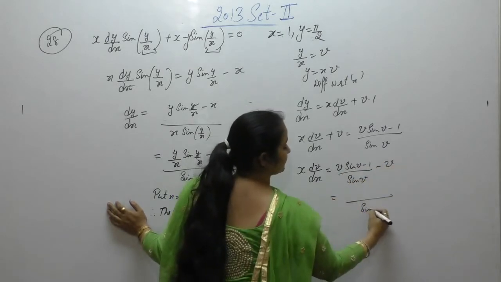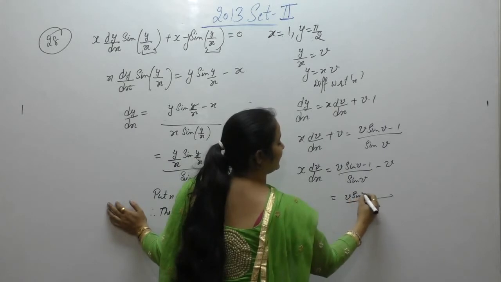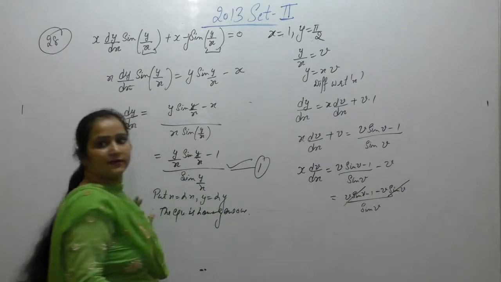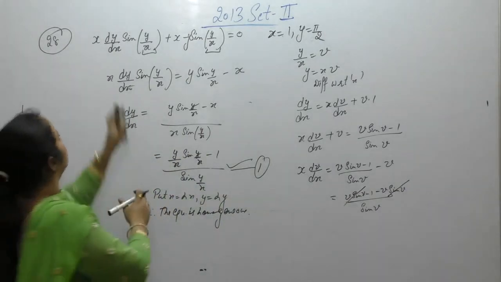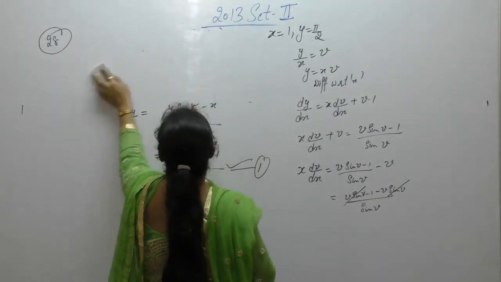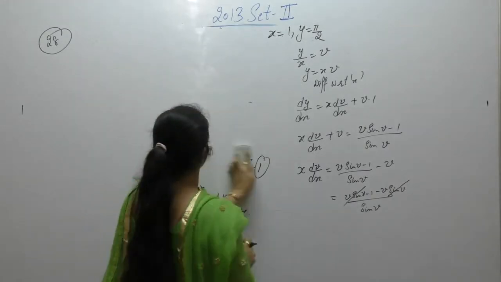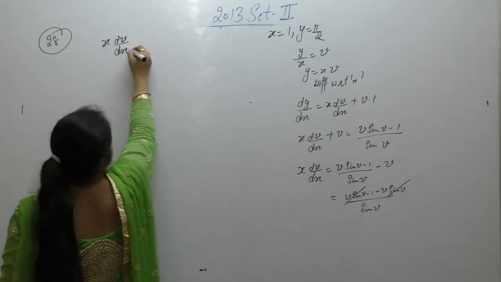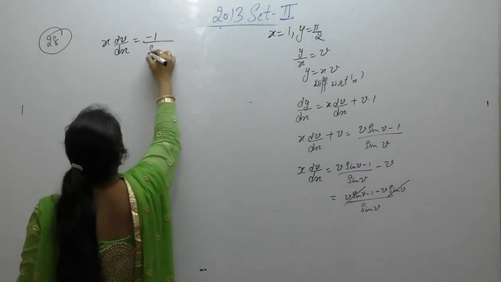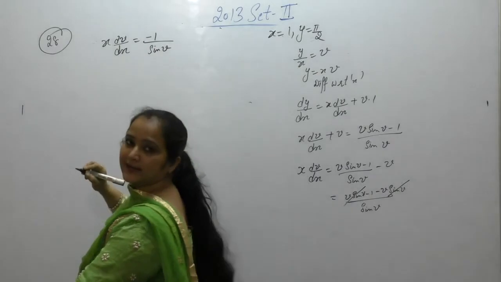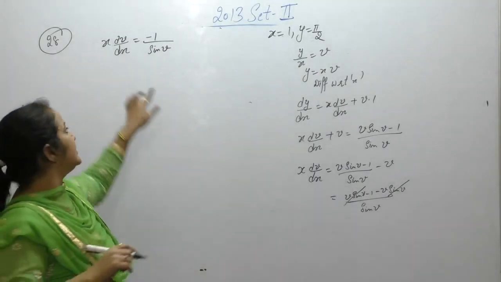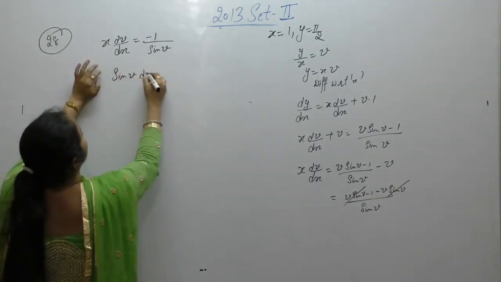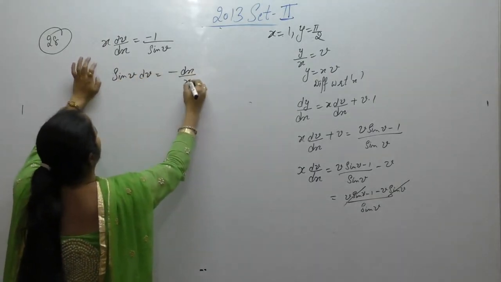Take the LCM. v sine v minus 1 minus v sine v. It will get cancelled, v sine v. So x dv upon dx is equal to minus 1 upon sine v. In the next step, separate the variables. Minus sine v dv is equal to minus dx upon x.